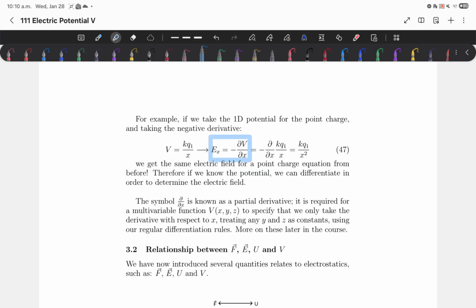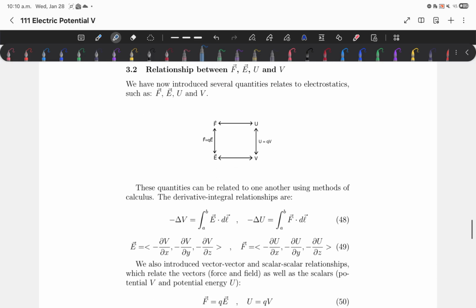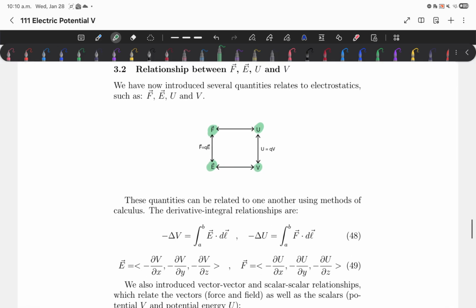What about those other quantities? F, E, U, and V. Force, electric field, potential energy, potential. These are all related to one another. Here we have force and field, both vector quantities. Here we have potential energy and potential, both scalar quantities. Potential is related to field in the same way potential energy is related to force. Electric field is related to potential in the same way force is related to potential energy.